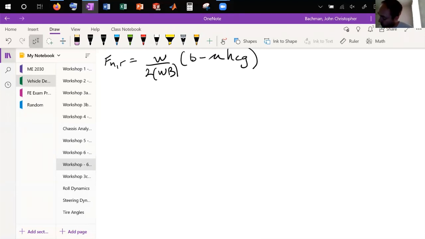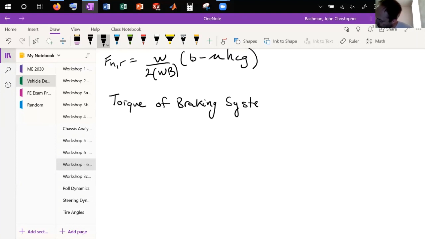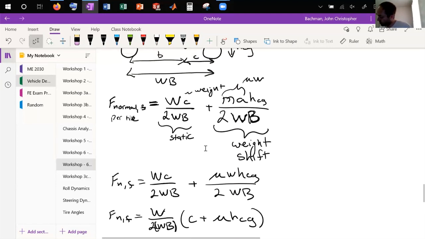But what's the torque of the braking system at this point? So the torque of the braking system. Come on, maybe I should have just done this right after drawing it. So I'm just going to go up and copy and paste this.